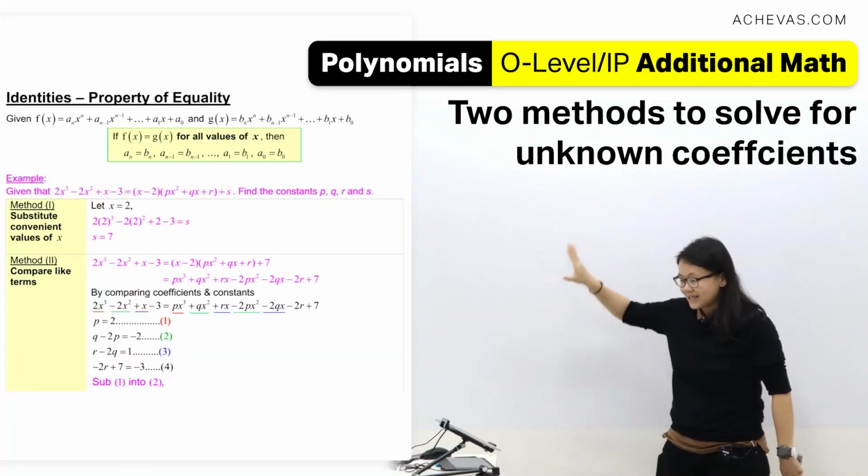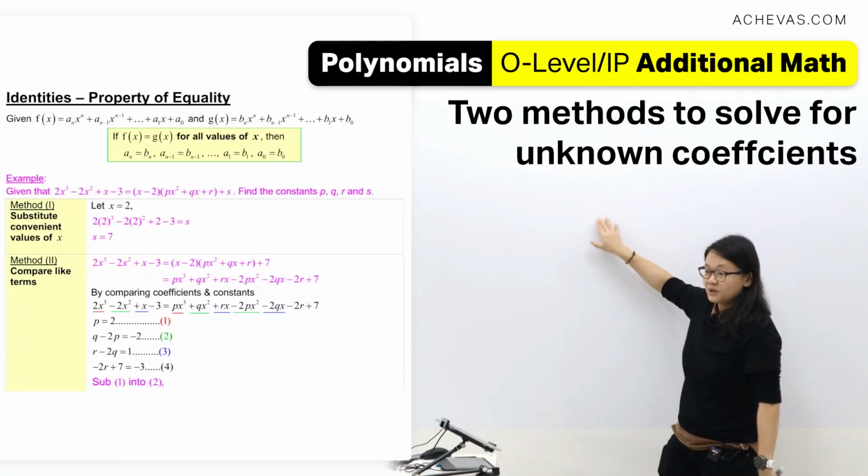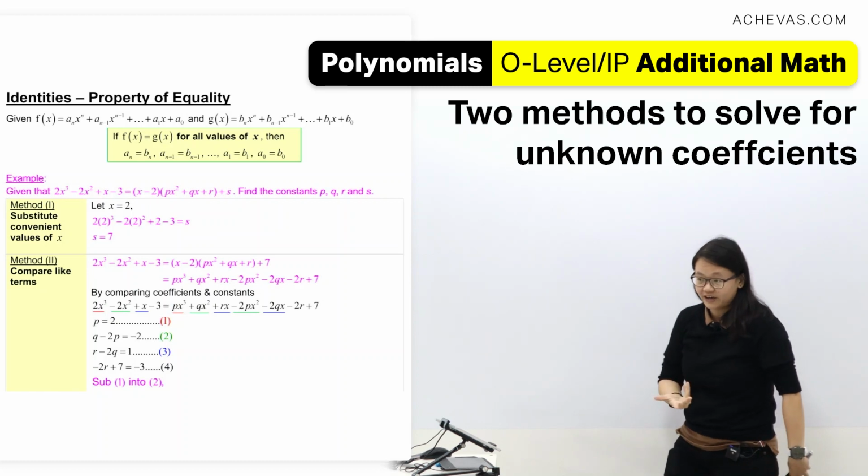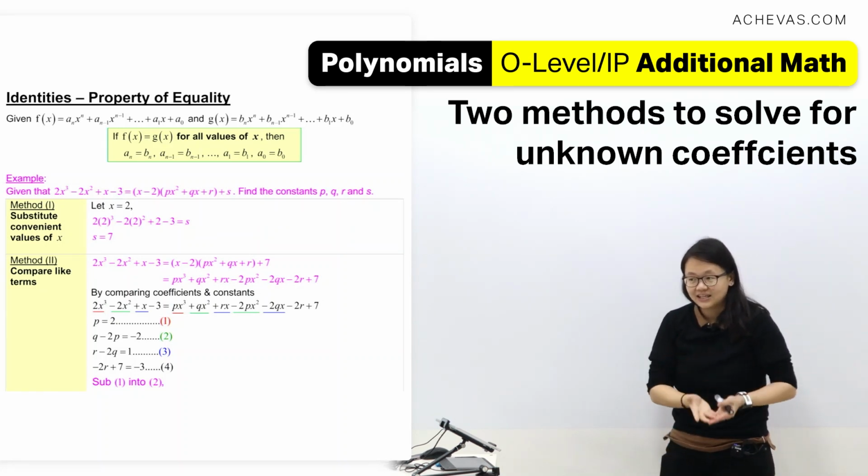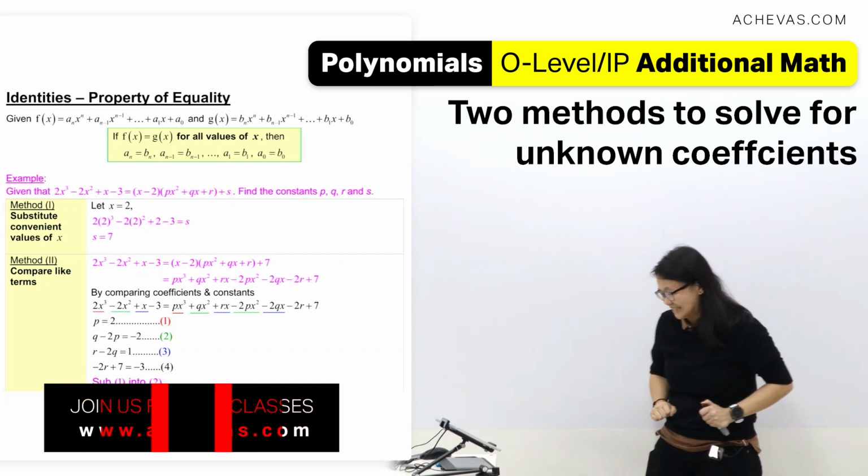Two methods. One is substitute convenient value. So based on understanding just now, it means it's true for all value x. So you can throw any x value, but of course, choose the nicer one. Okay, we'll talk about that later.